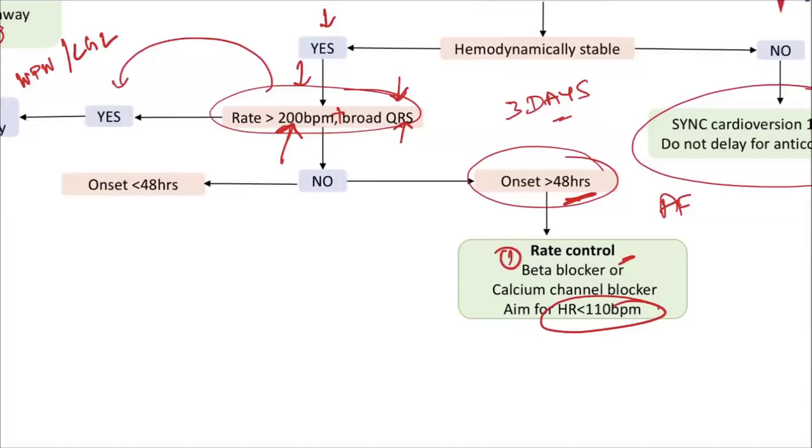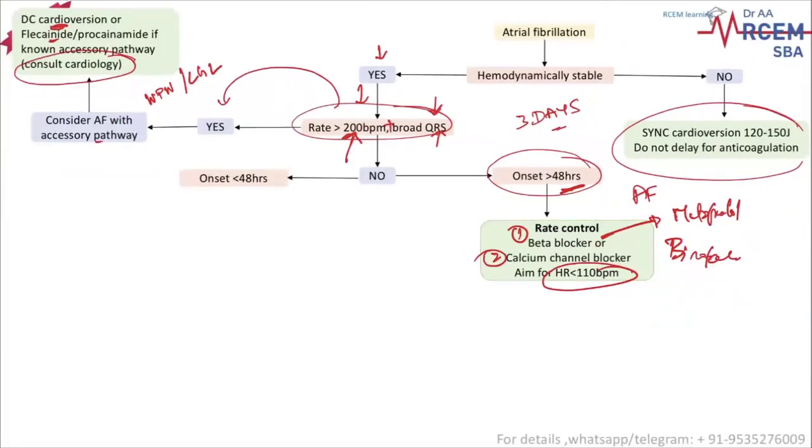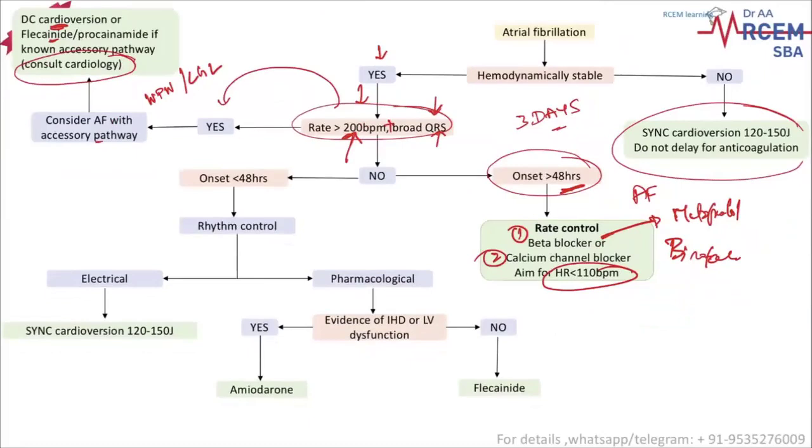If for some reason a beta blocker is contraindicated, then you can use calcium channel blockers like diltiazem or verapamil. The preferred beta blocker is metoprolol because it is available in IV form. Nowadays, bisoprolol is more preferred, though it is available only in oral form, because it is a long-acting one. No, the onset is less than 48 hours.